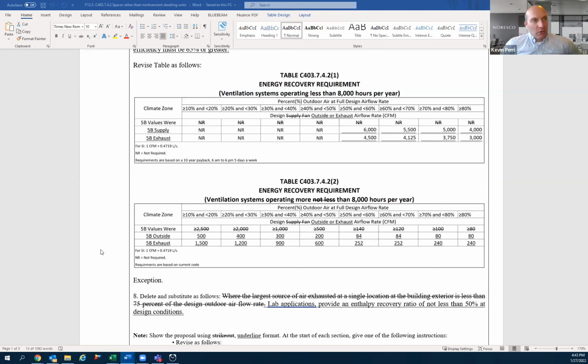So I'll just repeat the question, Mike. If you have 15% outside air and you have a 10,000 CFM exhaust, are you required to have energy recovery? Yeah. So the concept is, if you're at 15% outside air, you would be down in that NR section down at the bottom.